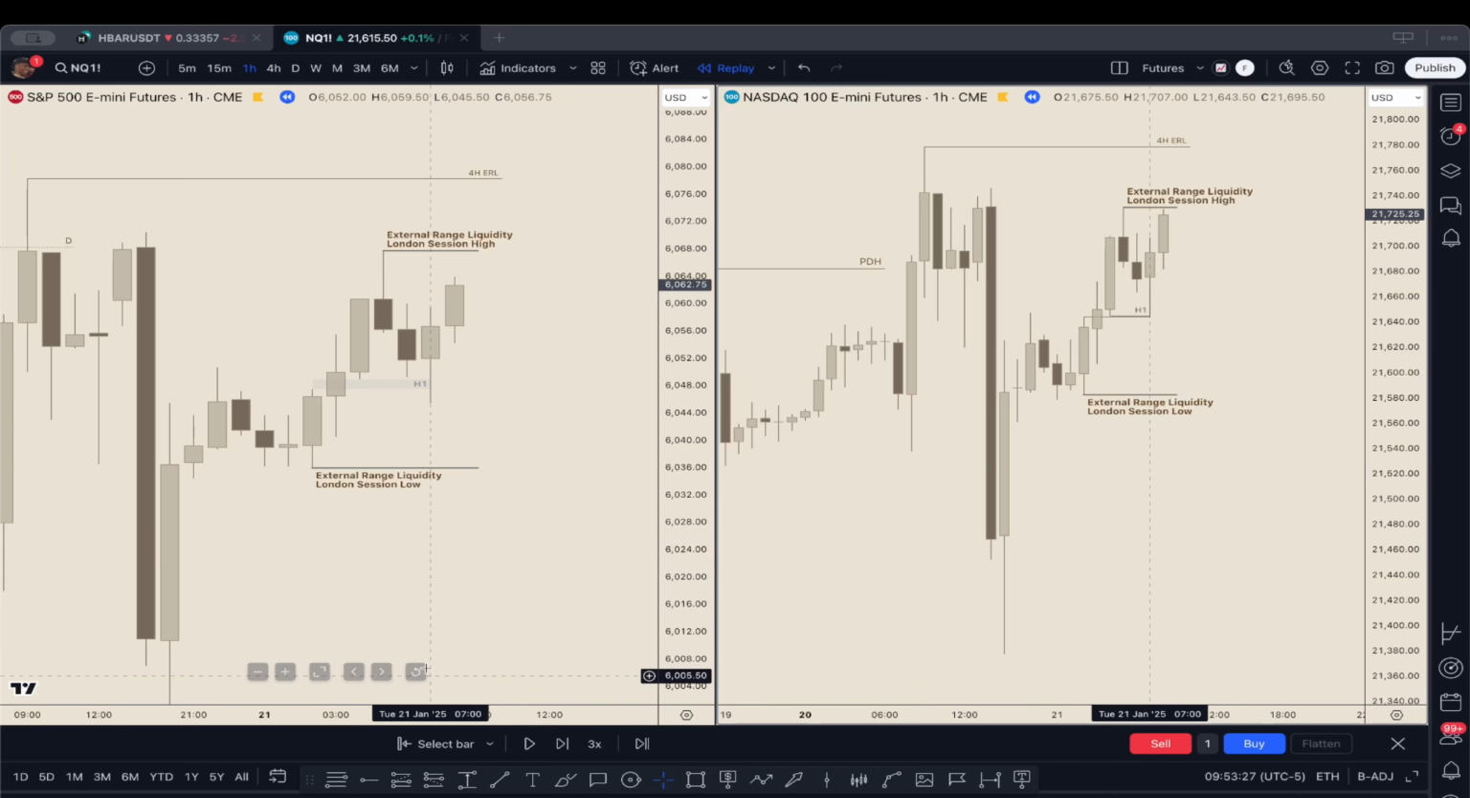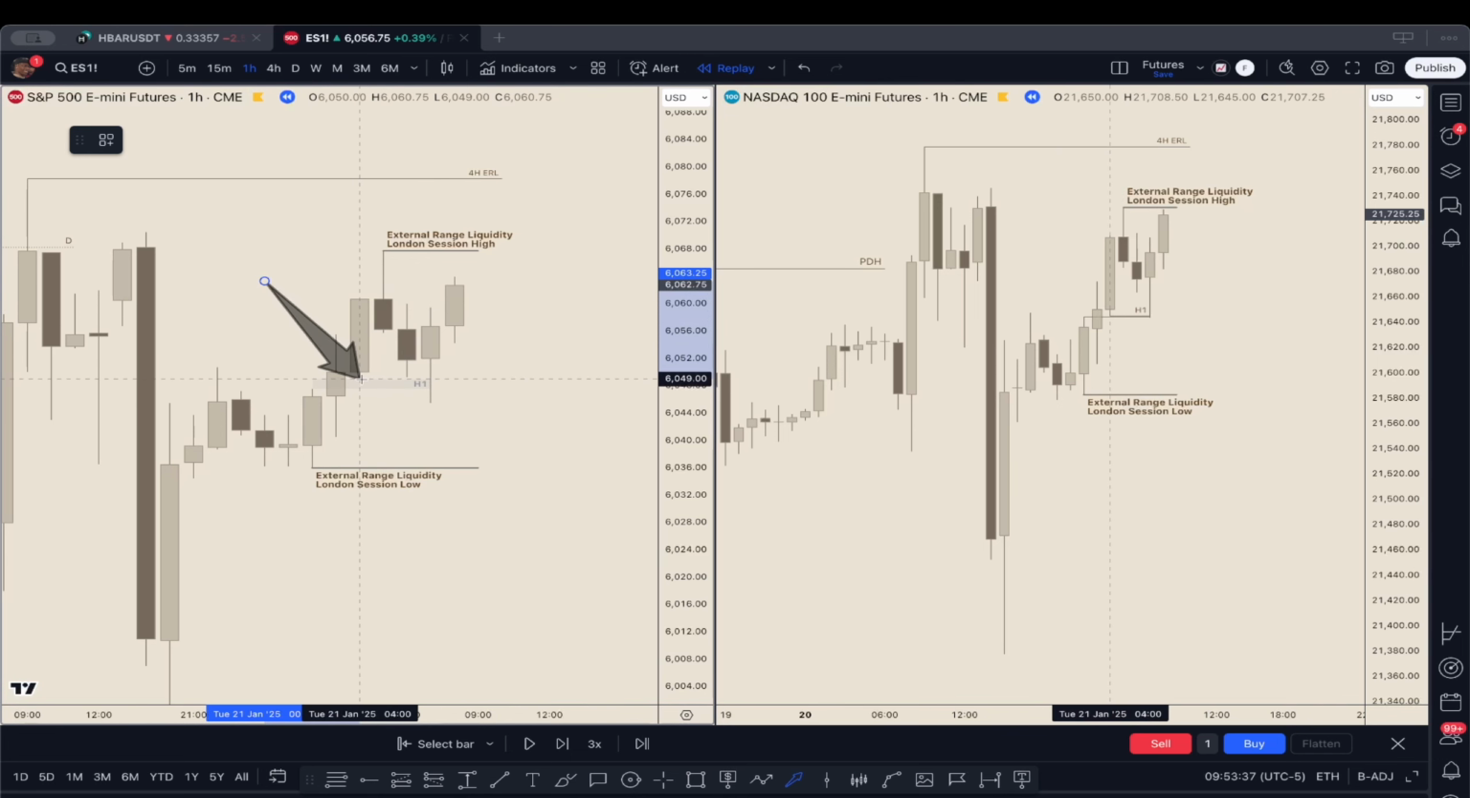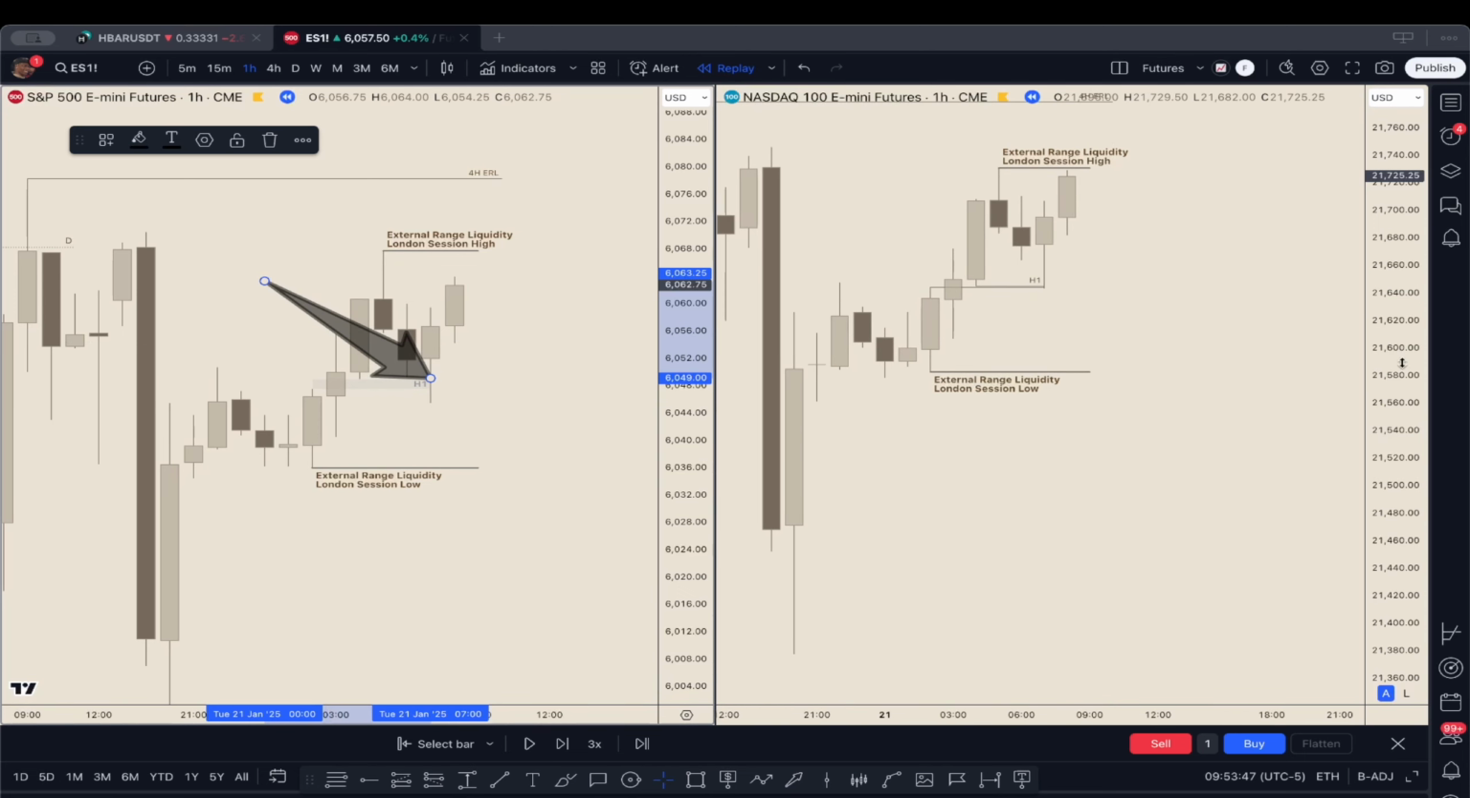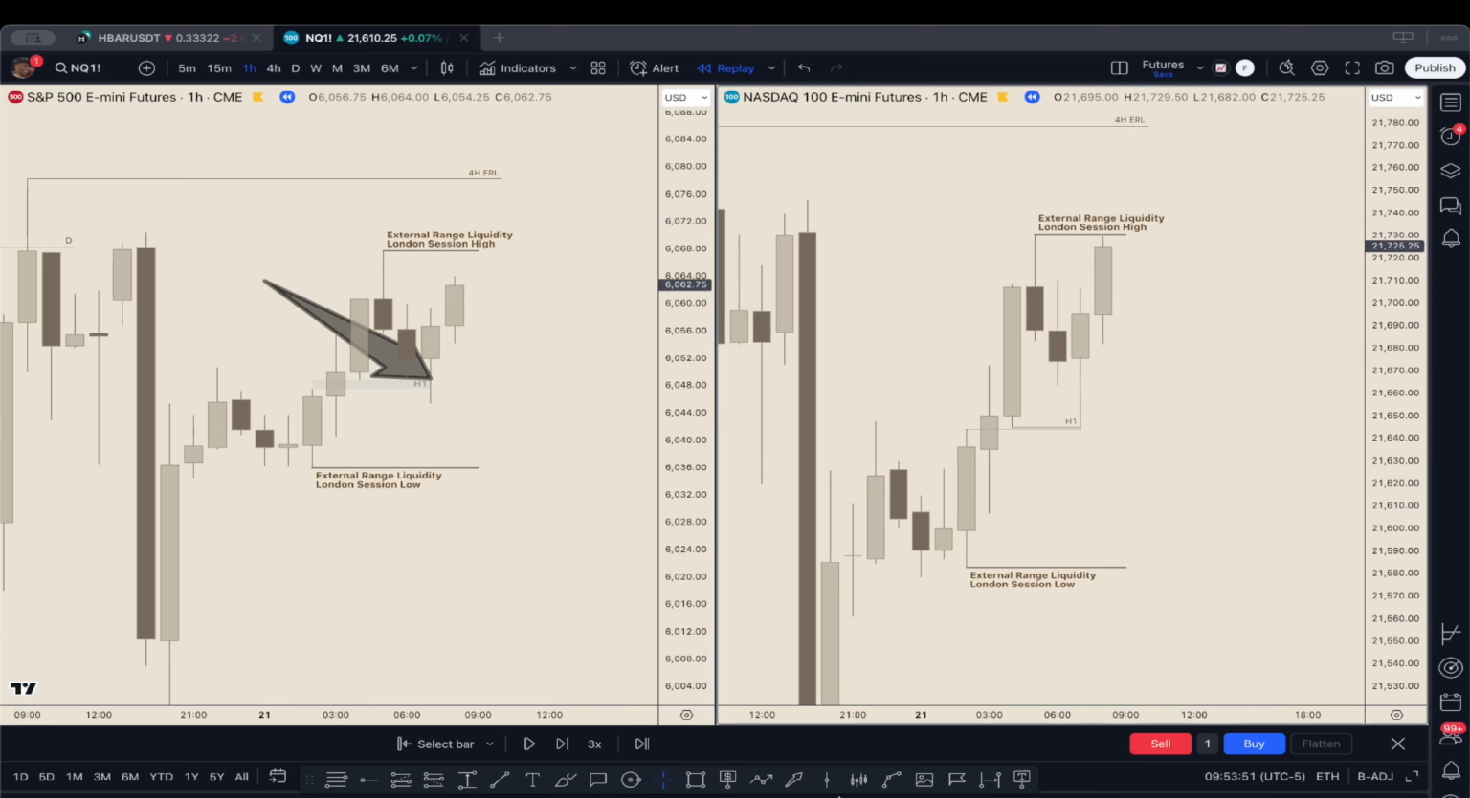The first thing that stuck out to me was prior to market open, price had dropped into a 1 hour fair value gap on both markets. You can see it happened at 7 a.m. on the 1 hour chart. And if you look at it on the Nasdaq, it's quite smaller, but it is there. So if I point that out, it's right here.